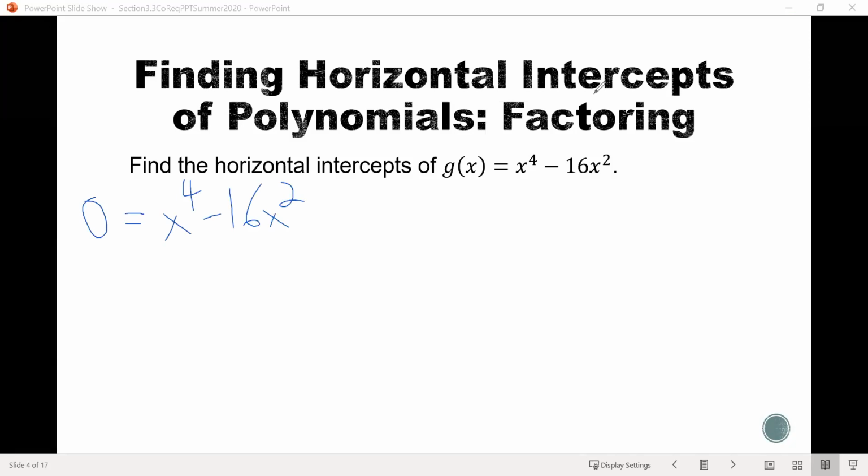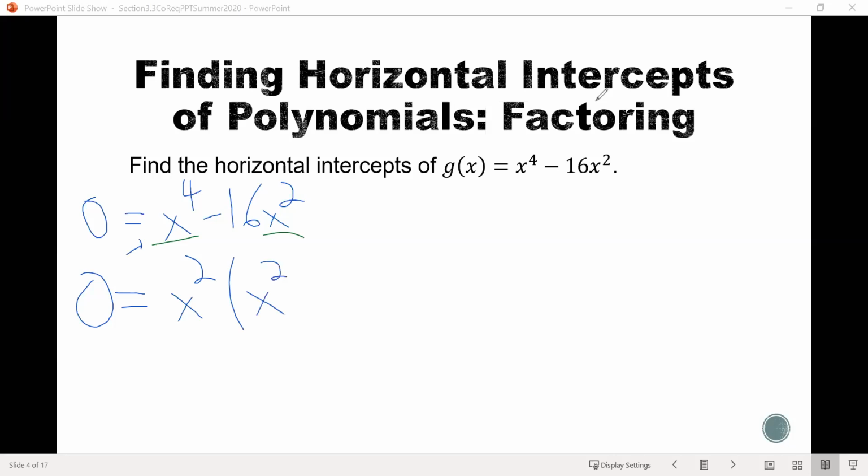And then from there, we'll try to factor. Notice that we have an x to the fourth and an x squared in our terms here. Because they both contain at least x squared, we can factor an x squared out. With the first term, we're left with just x squared, and with the second term, we're left with minus 16. You can double check that if you distribute this x squared back in, you will get the thing we started with.